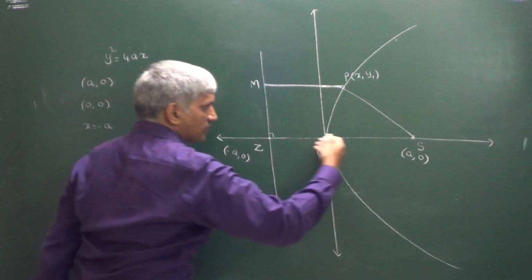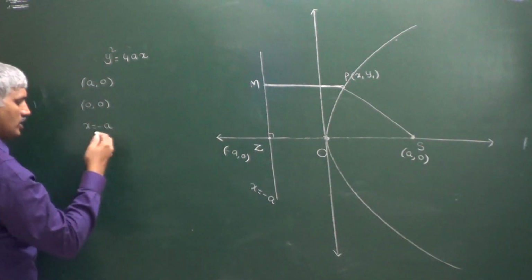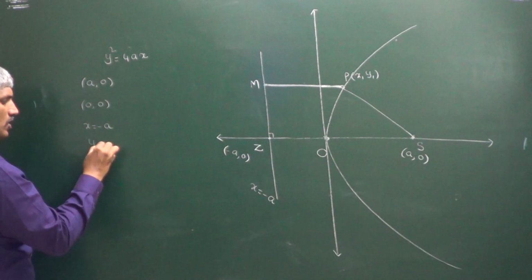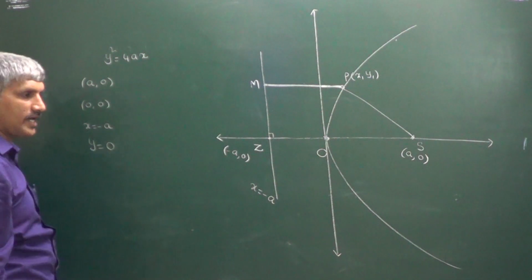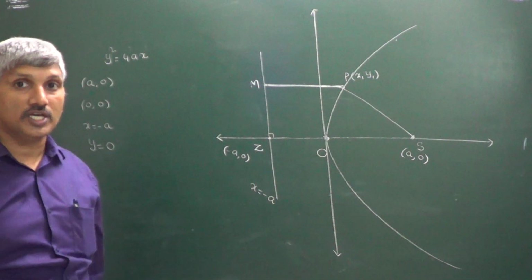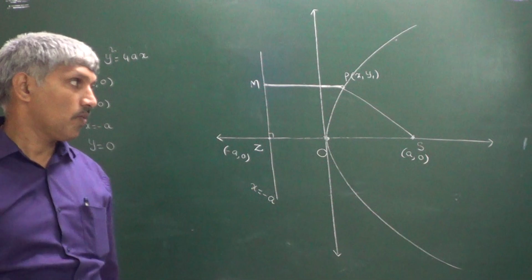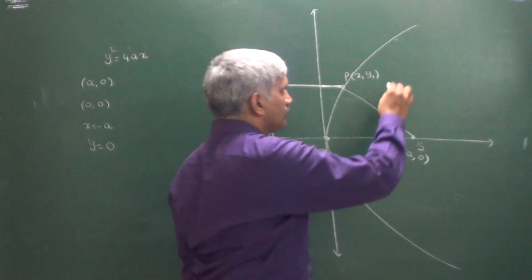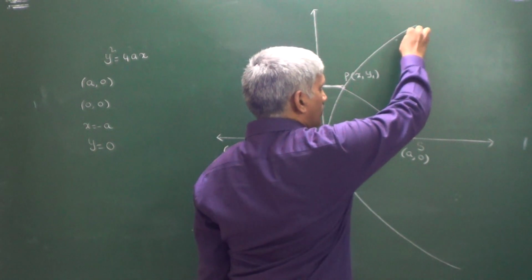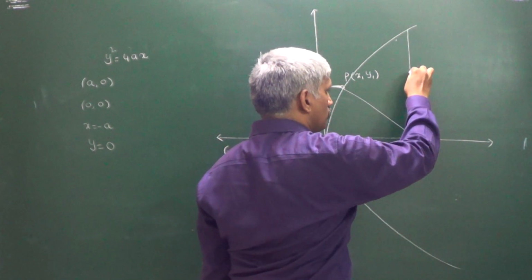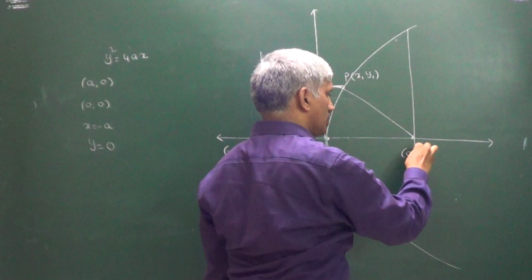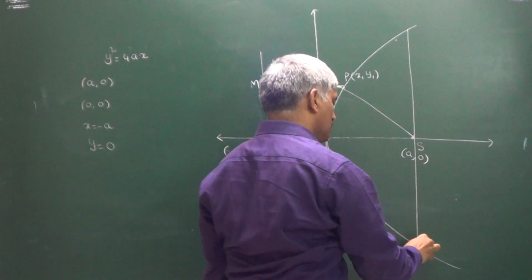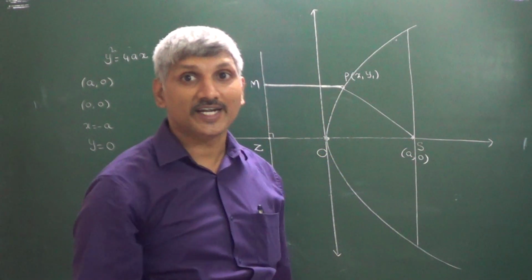Tell me, what is the equation of the principal axis? The equation of the principal axis is y is equal to 0. The x axis is the principal axis. Now what is this? This is a double ordinate passing through the focus, which we will call the latus rectum.